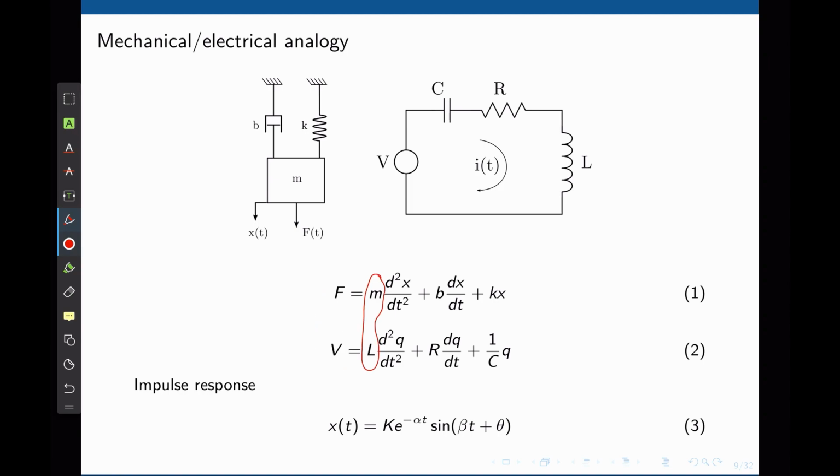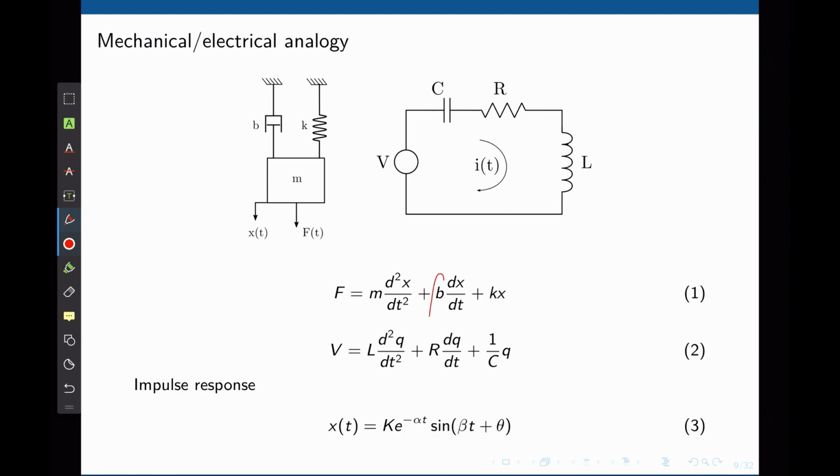We see this term here multiplied by the second derivative of the variable of interest, the mass and the inductance. We can say that as the mass stores energy in the form of kinetic energy, the inductance stores energy in the form of a magnetic field. Those are the elements storing energy in the system.